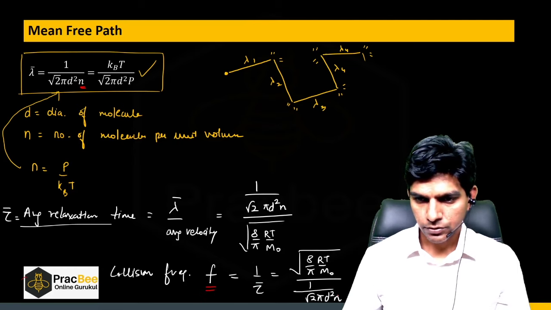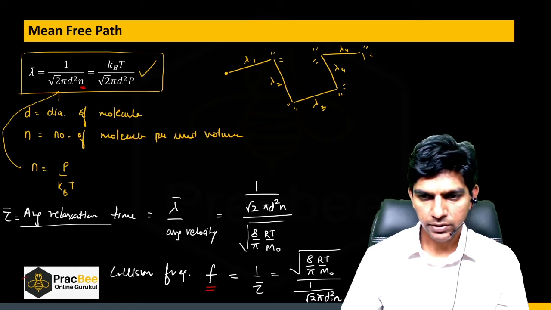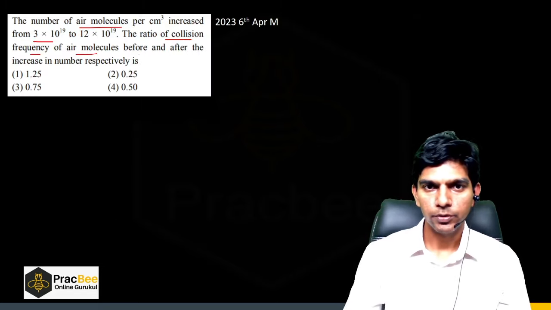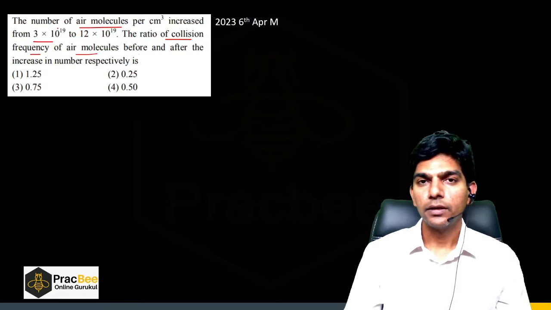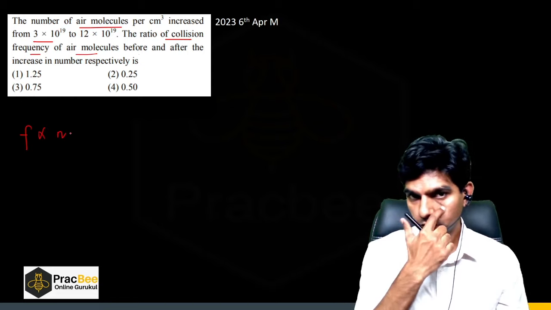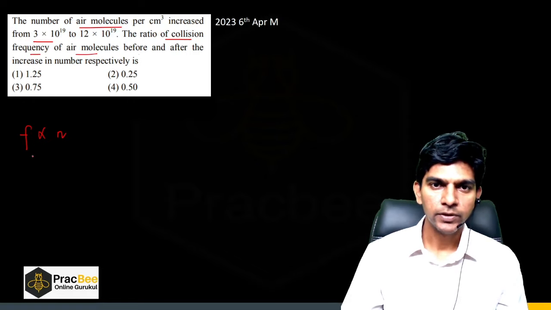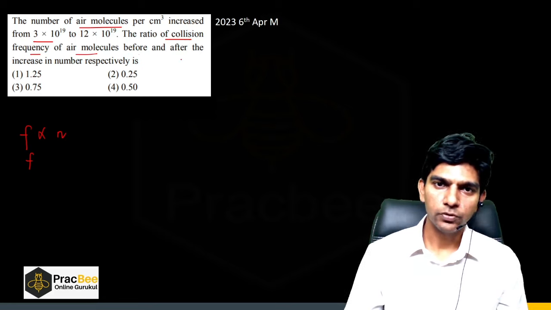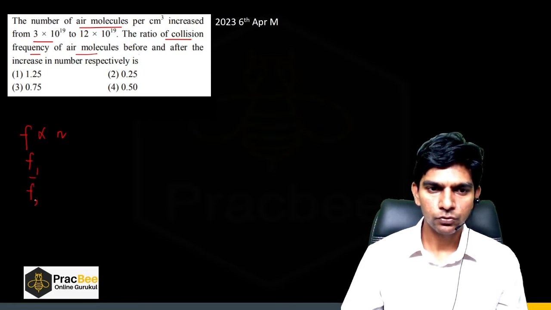If I take this root 2 pi d square, this n will come in the numerator. Rest of the things will remain the same, right? Because we are only changing the n value. So we can say frequency is directly proportional to n. The ratio of collision frequency of the air molecule before and after, F1 by F2, will be N1 by N2.